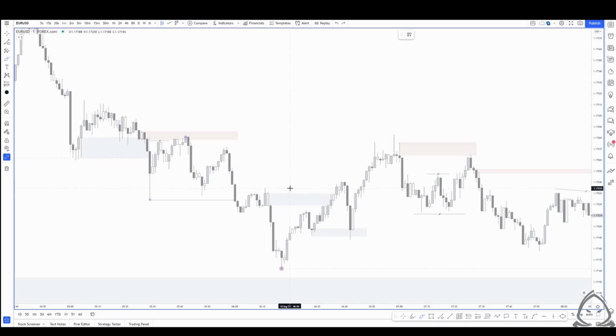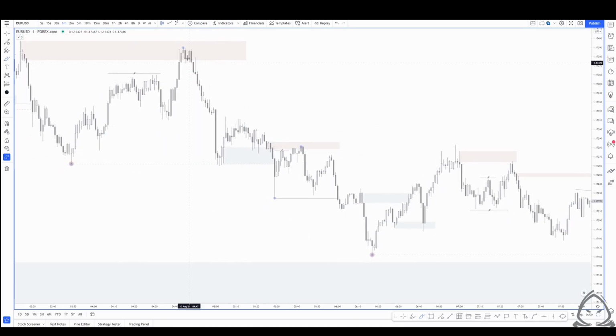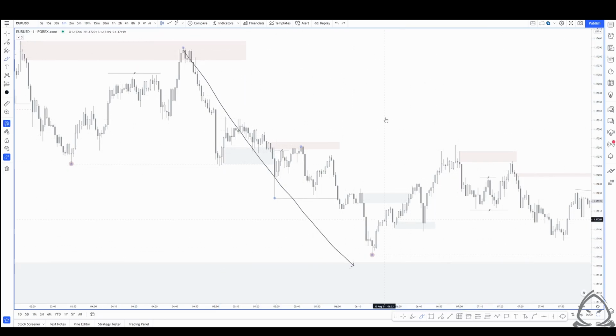So when we're looking at our substructure, we're starting to see that price is starting to break some of this internal range liquidity. But we also know, if we're just looking at it from a structural standpoint, that our 15-minute swing structure would be this entire move. So we know that price can move within this range and still remain bearish.